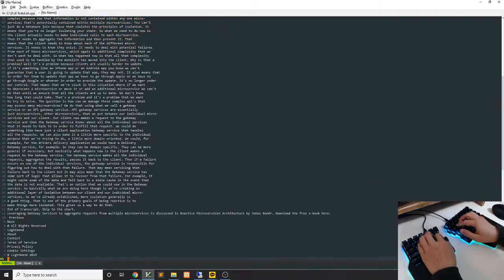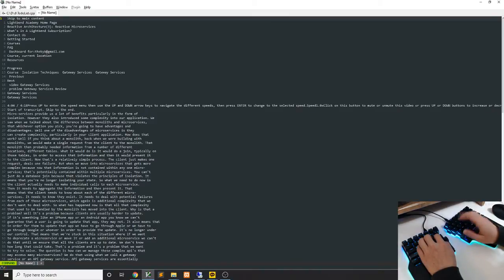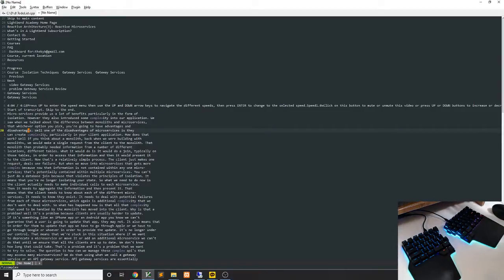So let's think about the complexity. Microservices provide us a lot of benefits, particularly in the form of isolation. However, they also introduce some complexity into our application. Well, one of the disadvantages of microservices is they can create complexity.